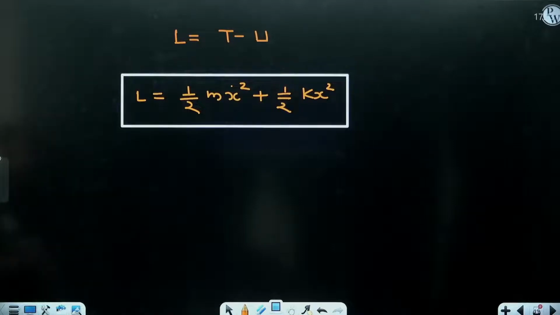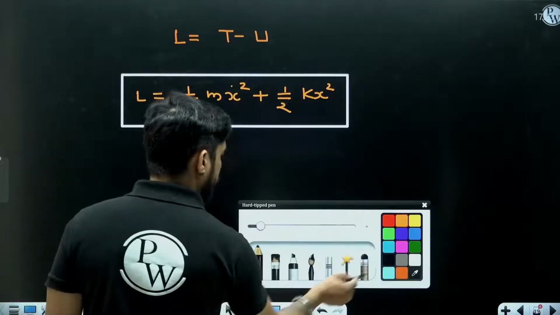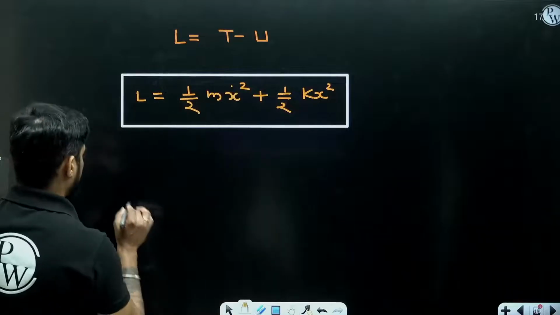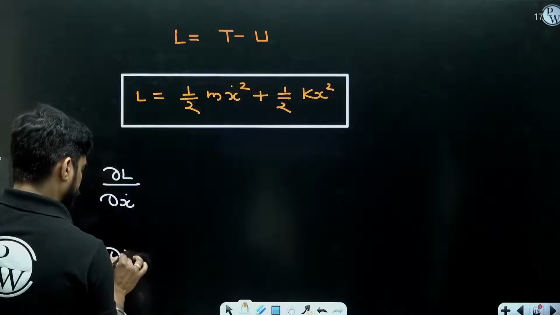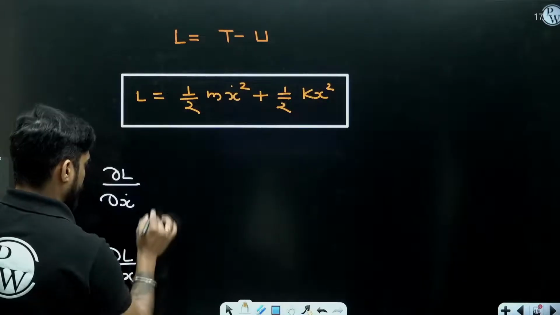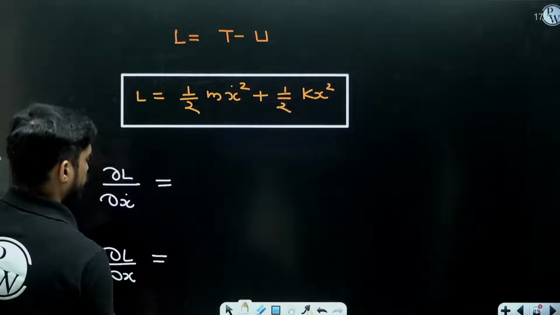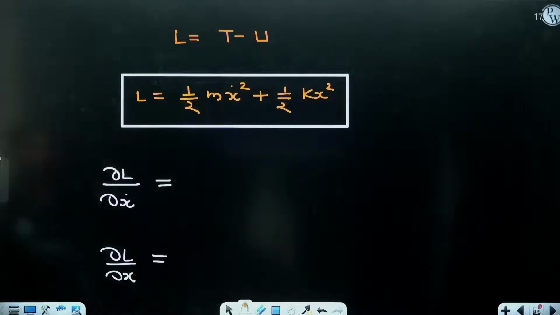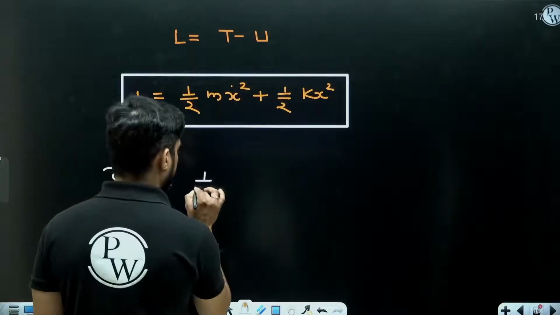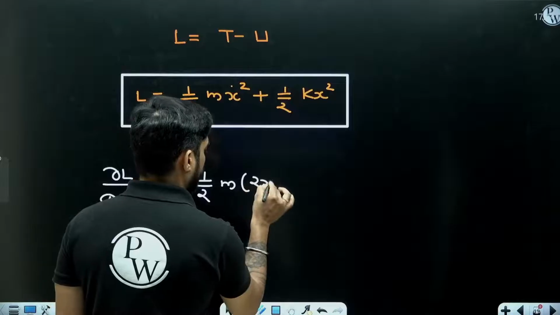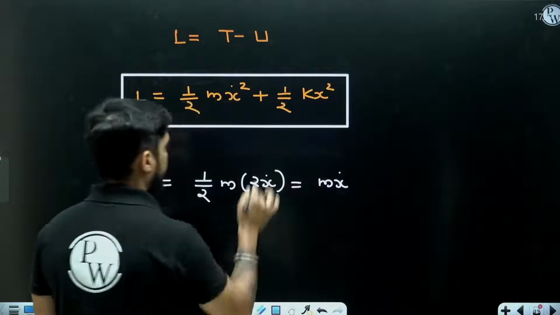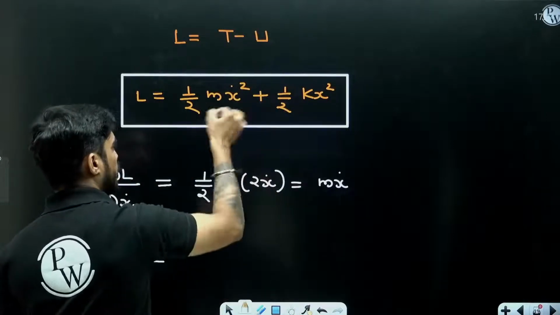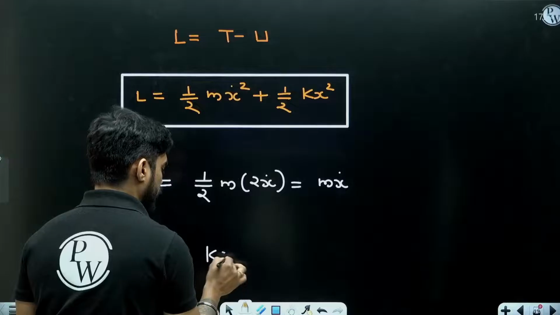Now we will write the equation of motion. For finding the equation of motion, first we will find del L by del x dot and del L by del x. If I differentiate L with respect to x dot, I will get half m 2x dot, so it will become mx dot. And if I differentiate with respect to x, the first term becomes 0 and the second becomes kx.